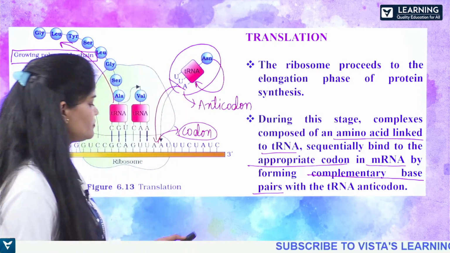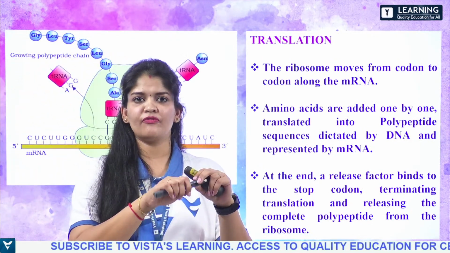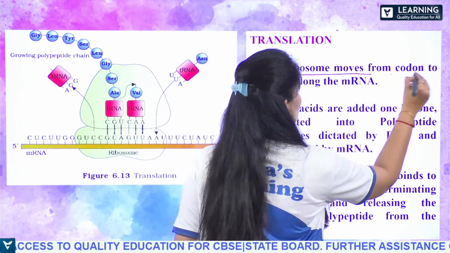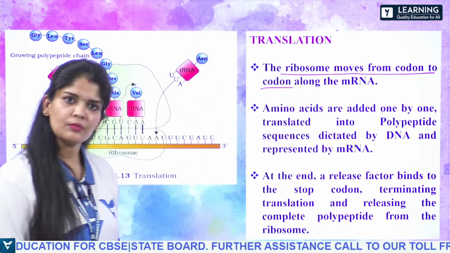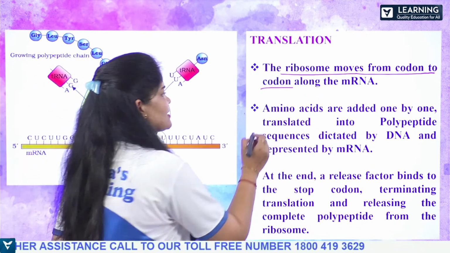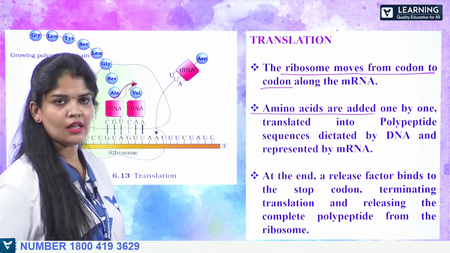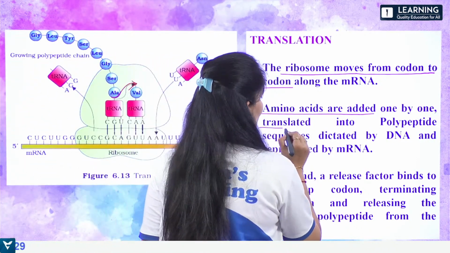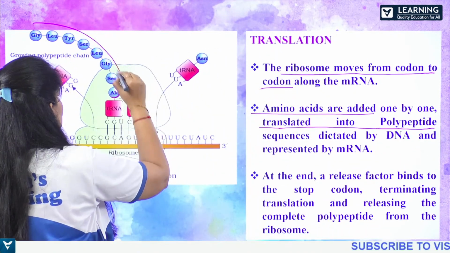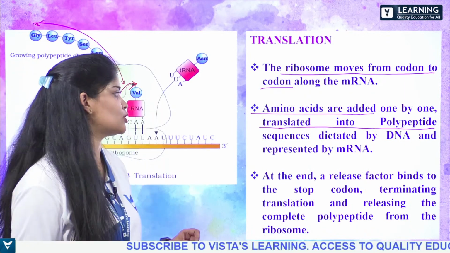Now, the ribosome moves, as I just said, one codon ahead every time. The ribosome moves from codon to codon along the length of the mRNA. See, amino acids are added one by one, translated into a polypeptide. This is your polypeptide chain, still growing by shifting from one codon to another codon.